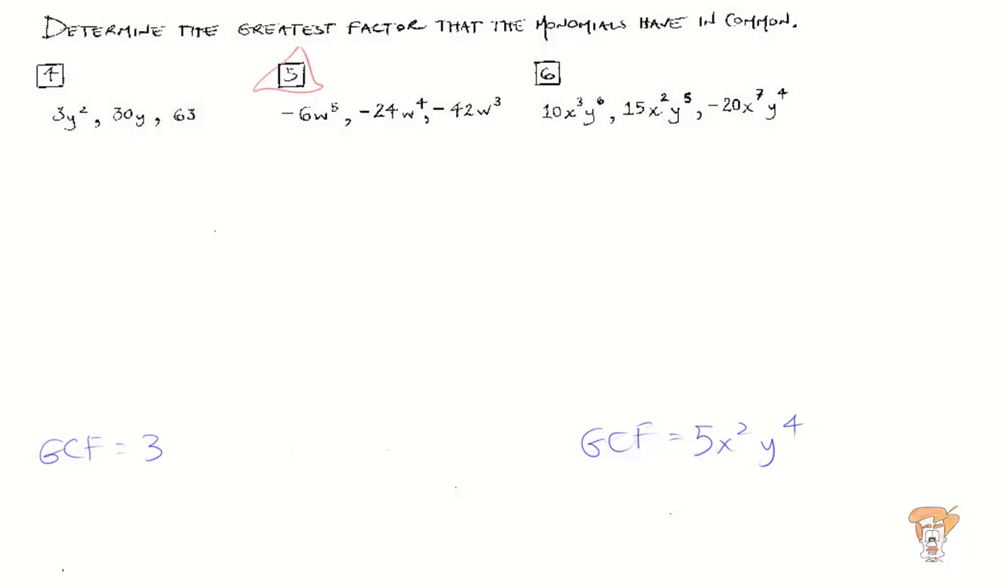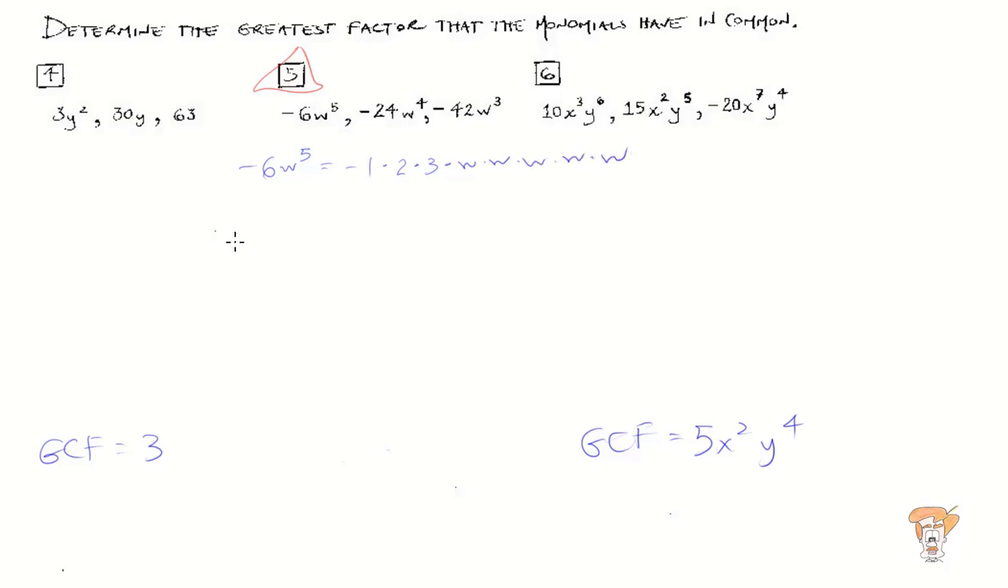Let's look at each monomial to determine the factors, and then we can identify the factors that the 3 monomials have in common, and then we can determine the greatest common factor. The factors of minus 6w to the 5th are minus 1 times 2 times 3 times w times w times w times w times w.